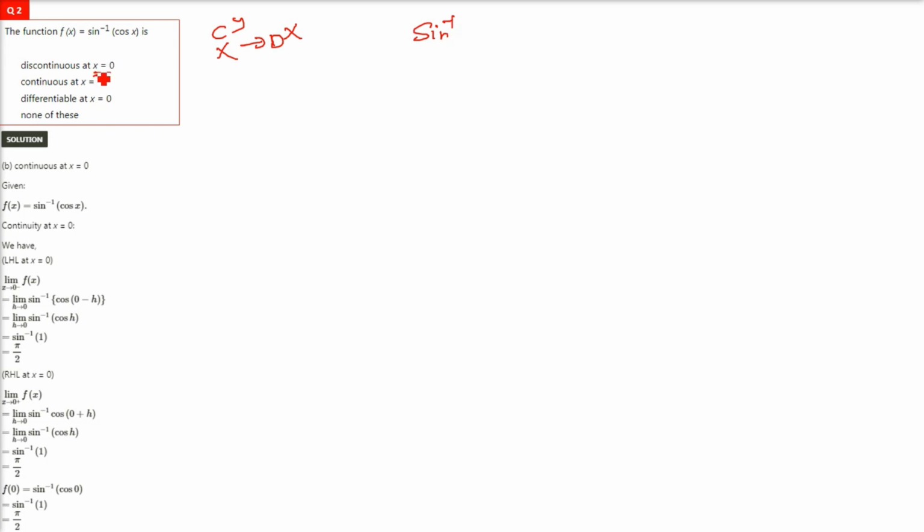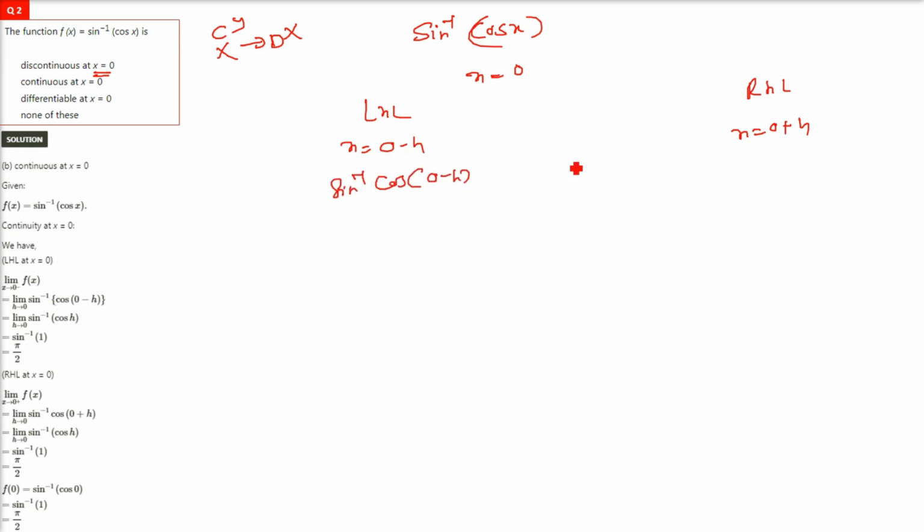So you have to check at x equals 0. This is given already in the question. So in here x equals 0 you have to put. So left hand limit and right hand limit we are going to compute. We have to put x as 0 minus h in the left hand limit, x as 0 plus h in the right hand limit. So basically it is sine inverse cos of 0 minus h, and here it will be sine inverse cos of 0 plus h.